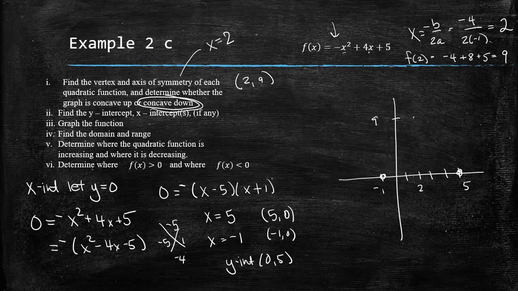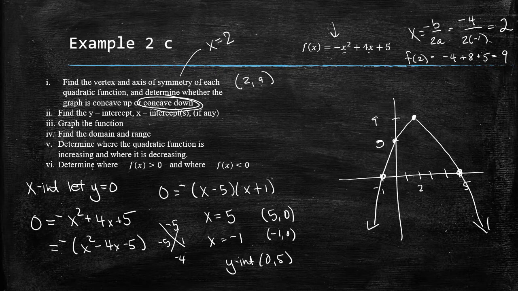So 9 is way up here. So (2, 9) is my vertex. The y-intercept was (0, 5). That's about right here. And we said that the function is opening down. Okay, so here's a rough sketch of the graph.